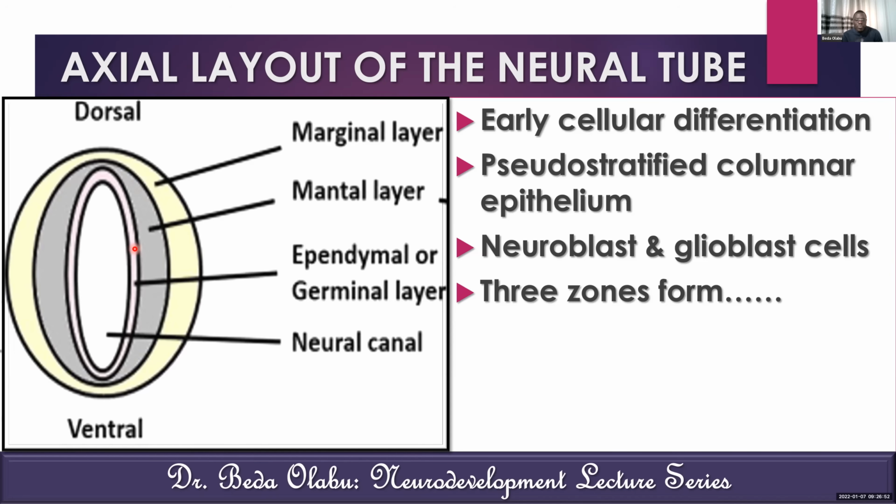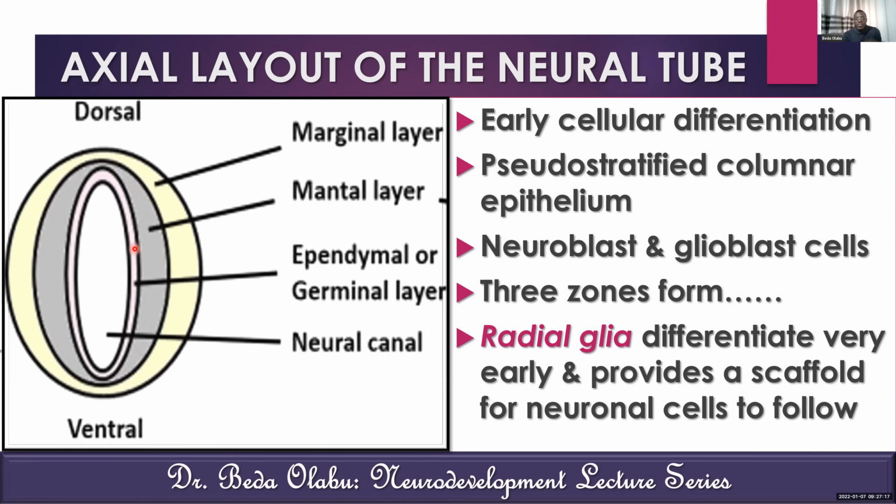In the brain, we prefer calling this one the germinal zone or the germinal matrix. And so those are some of the terminologies that may be used. It shows it is a region that contains a population of stem cells, the germinal matrix or the germinal layer.